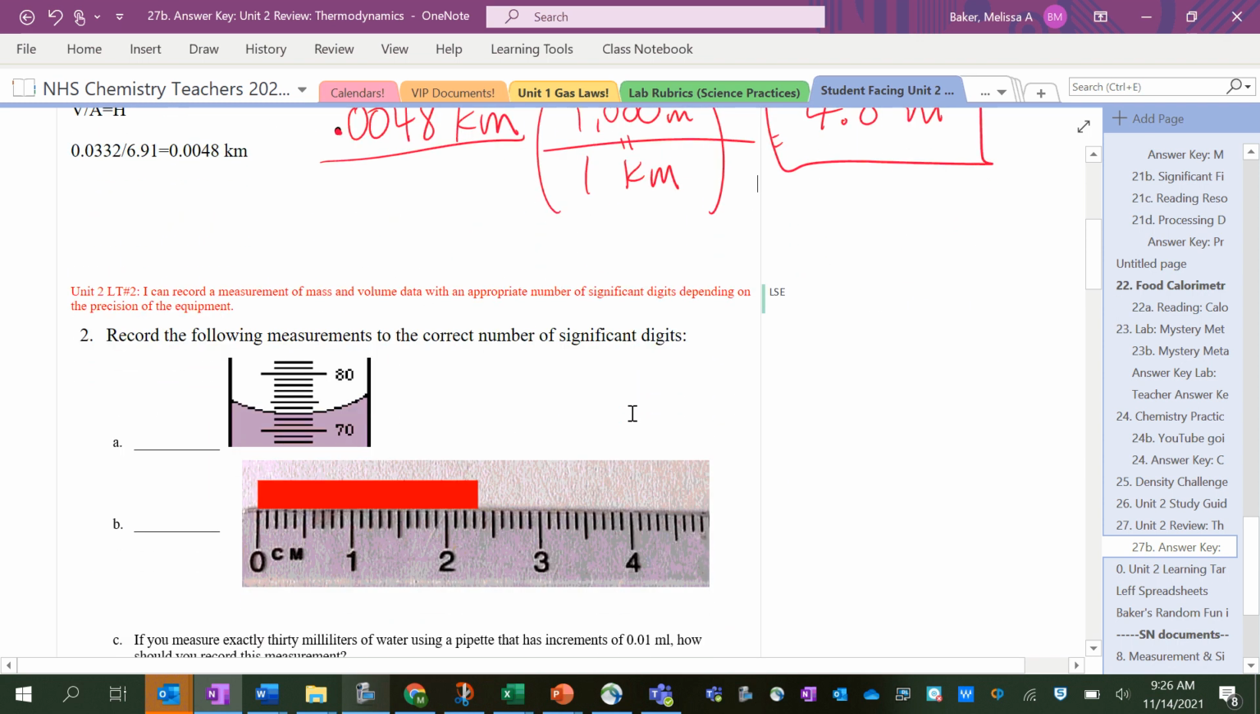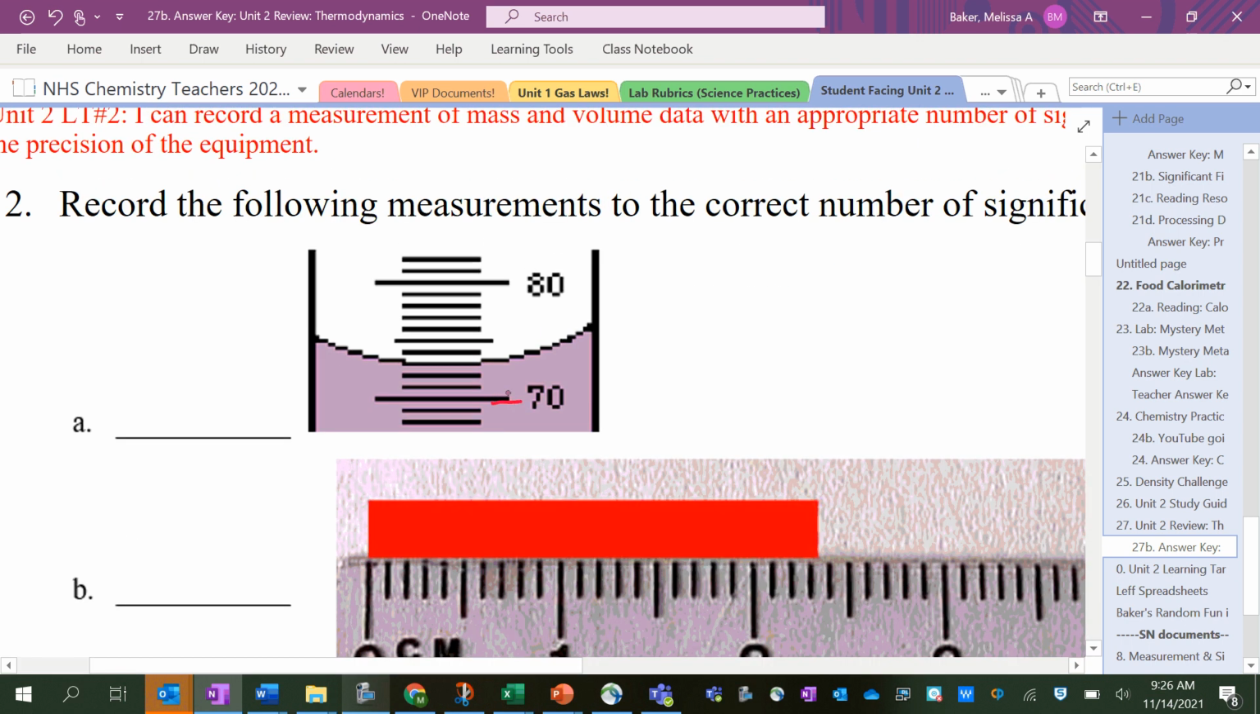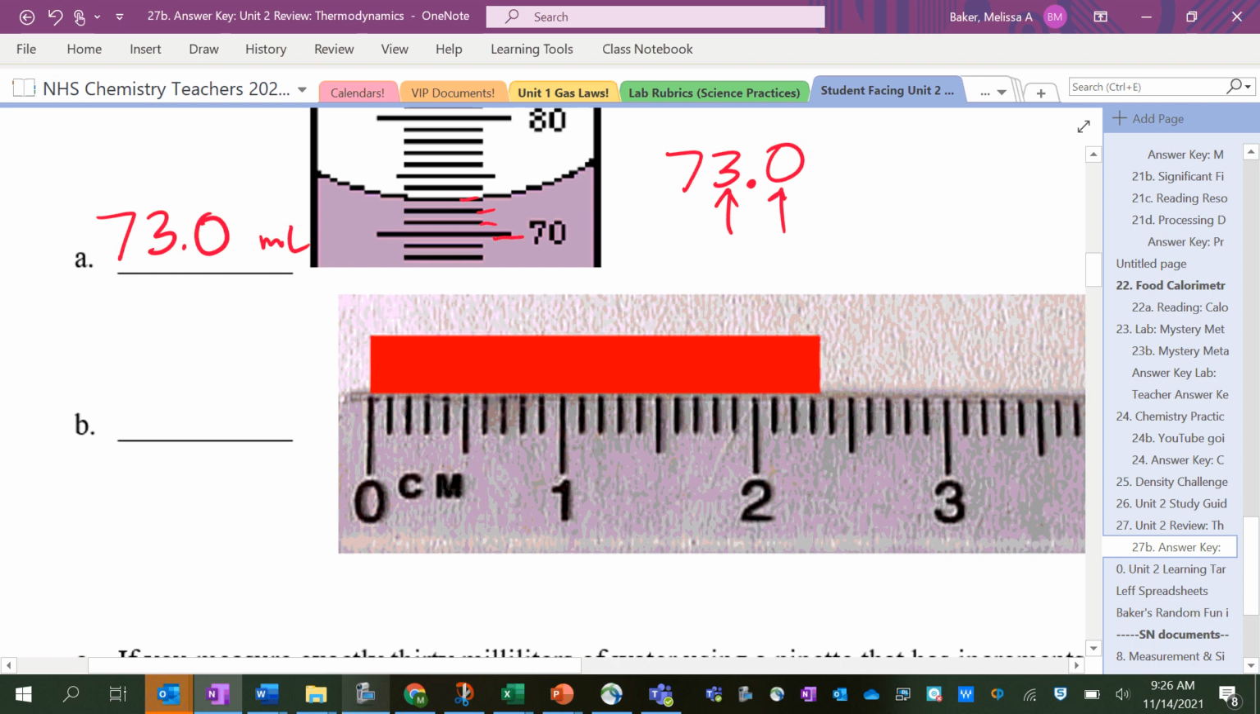All right, record the following measurements to the correct number of significant digits. Let's zoom in. So this is 70, 71, 72. It looks like it's exactly 73, but because it measures to the ones place, we need to estimate out one more. So we would say 73.0 milliliters. And then we've got a ruler and it goes by the point ones place, 2.1, 2.2, 2.3, 2.4. So because it goes to the tenths place, we need to estimate out one more. So maybe 2.35 centimeters.